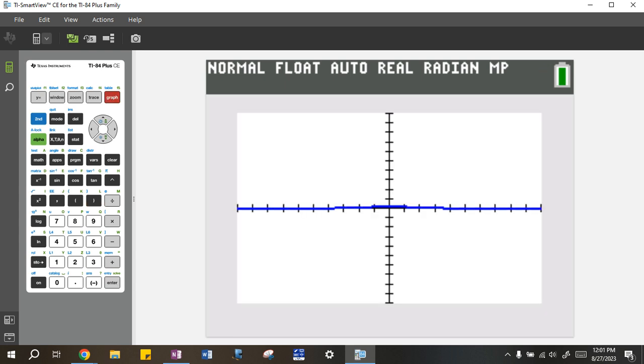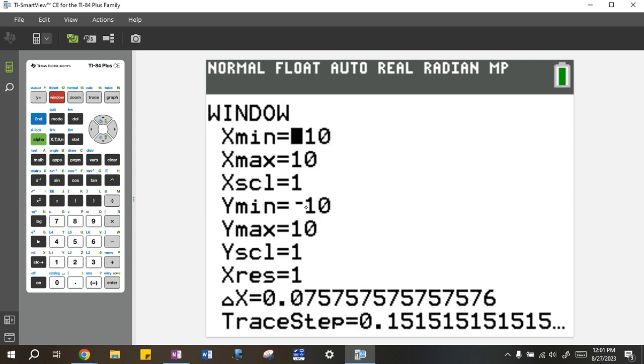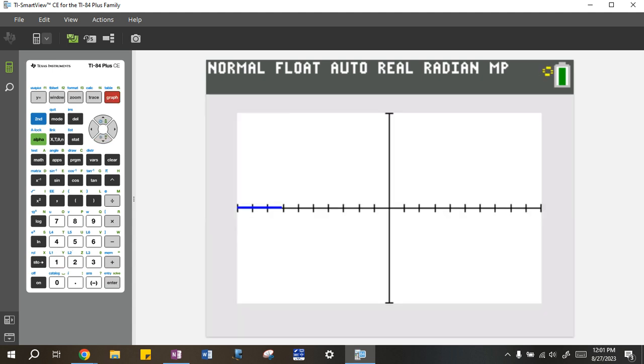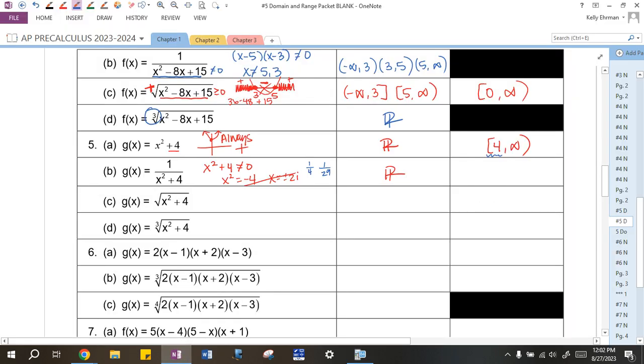That's weird, right? It looks like a straight line. What if I change my window? We don't need to go from negative 10 to 10. What if we go from like negative 1 to 1? That's better. Here's 1/4. And when I plug in 5, I get something close to 0. If I just plug in like 1, I get 1/5.